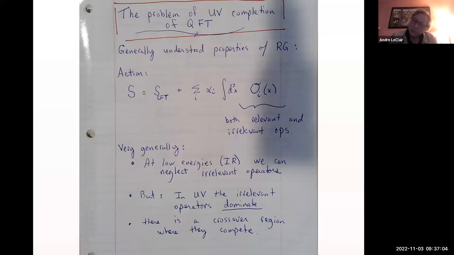But the opposite is true at very high energies. In the ultraviolet, it's completely the opposite. Then the irrelevant operators become relevant. Even though they're irrelevant now, they just dominate. And there's some kind of crossover region.